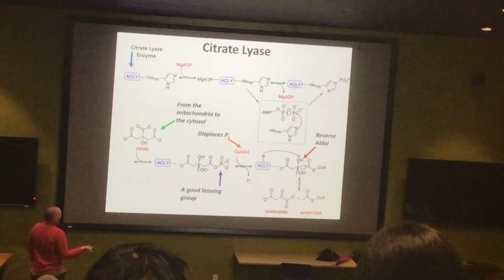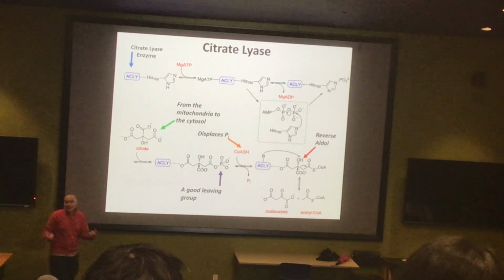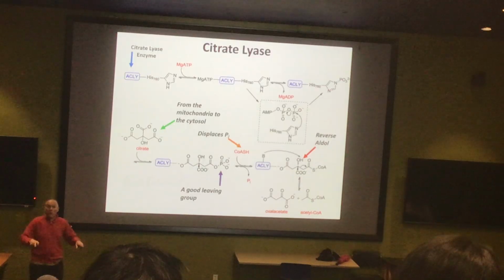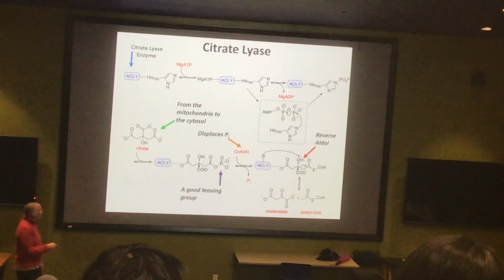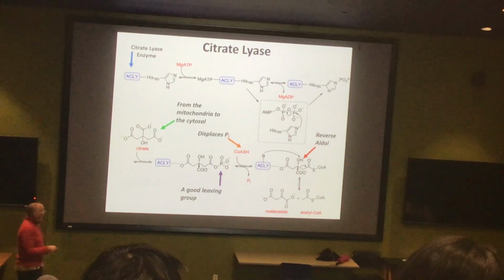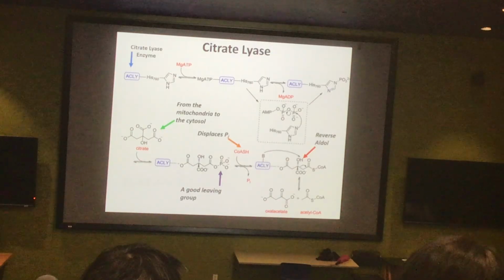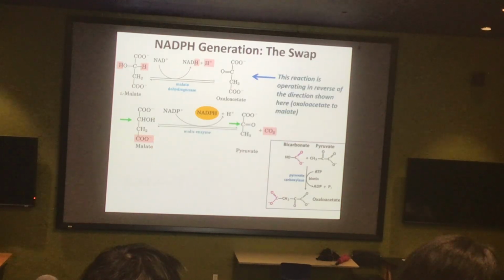The actual energy usage of this is not, therefore, to break the molecule into two parts. We actually have to expend energy to restore the CoA. And in this case, phosphate is good enough. We have the good leaving group, so when the CoA comes in, it can displace the phosphate. And that's how we are restoring our CoA to the molecule, because we need to have acetyl-CoA. So this is where the energy requirement comes from.